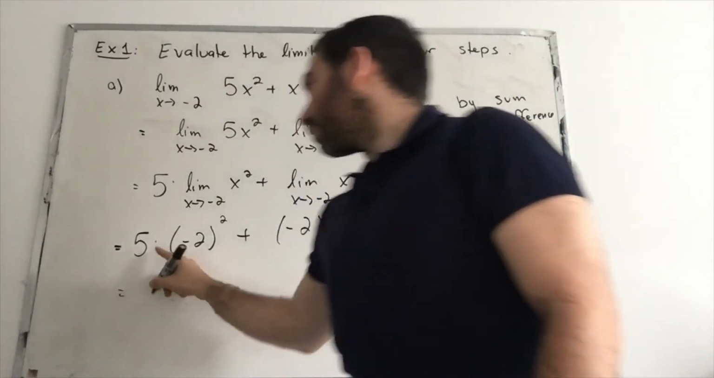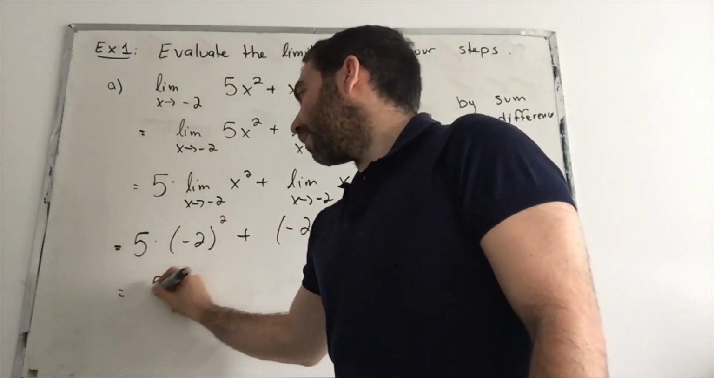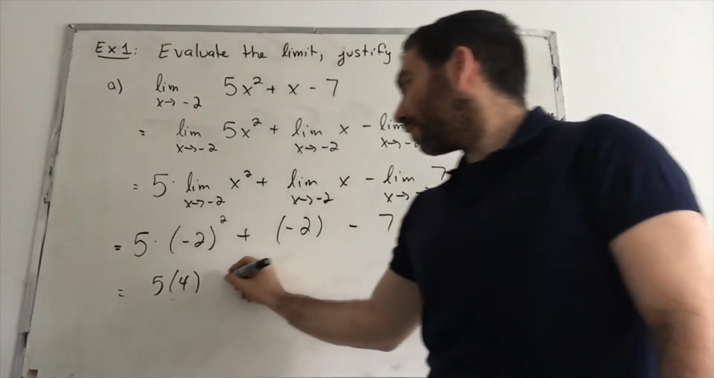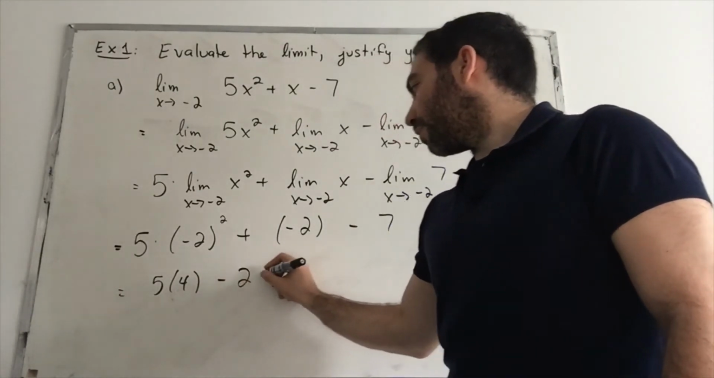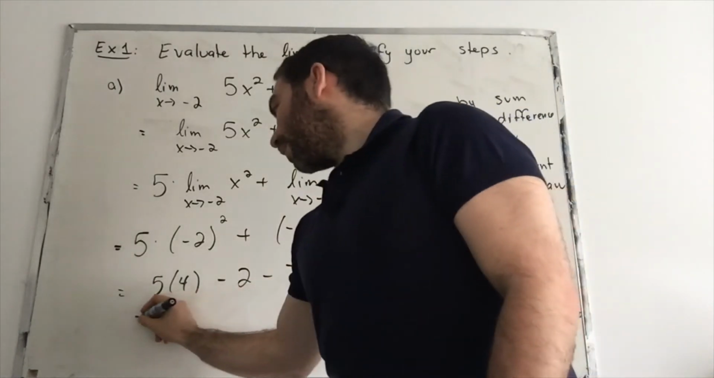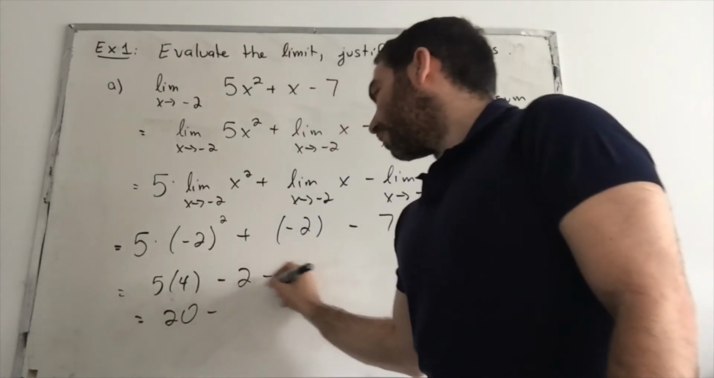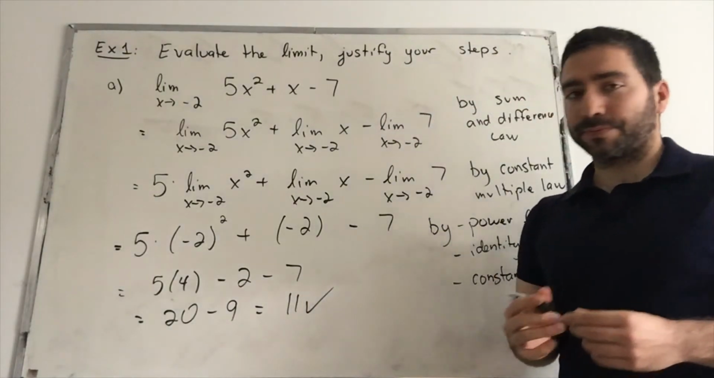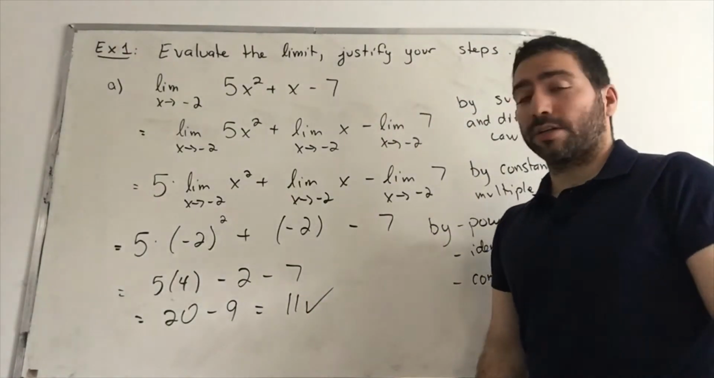Okay, and now we could evaluate the limit. So we get 5 times -2 squared. This is 5 times, be careful, this is 5 times 4. Don't forget to put your bracket. -2 squared is +4, plus -2, which is just -2, minus 7. So what we have here is 20 minus 9, and that gives us a final answer of 11. Good. Let's look at a harder example.